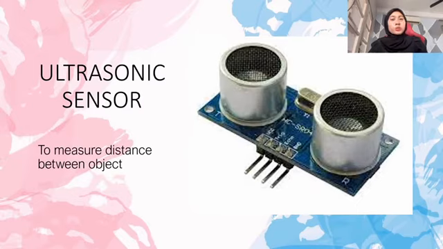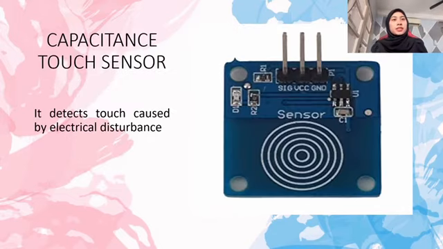Moving on to the next component, which is the ultrasonic sensor. It is a sensor that is used to measure the distance between the object and the obstacle. So for this case, the ultrasonic sensor will detect any obstacles when reversing the car. Next is capacitive touch sensor. It is a sensor that detects touch caused by electrical disturbance. For our project, it will only make a sound if we touch the capacitive touch sensor, and in real life application, it can be seen when the car is put to reverse gear. We can hear a beeping sound when we reverse the car.